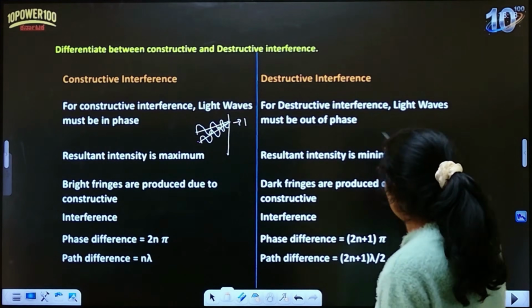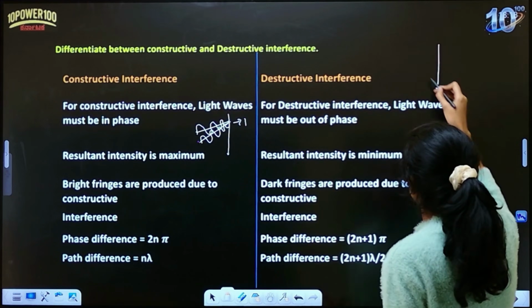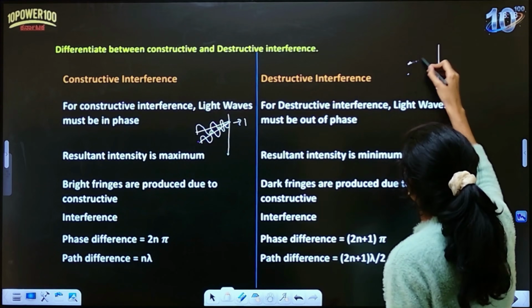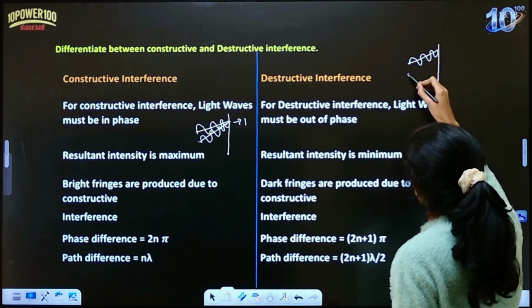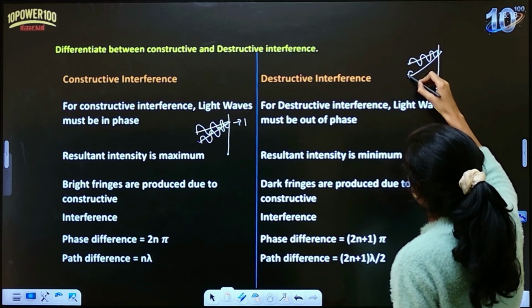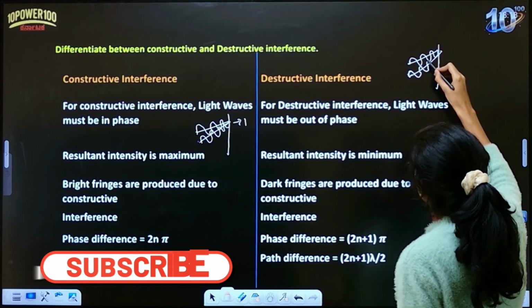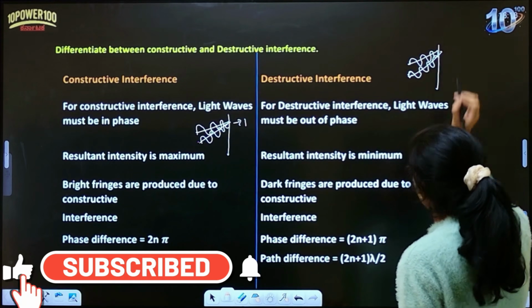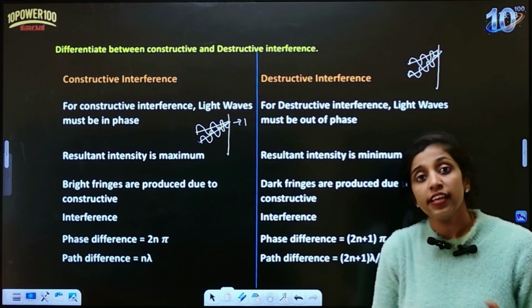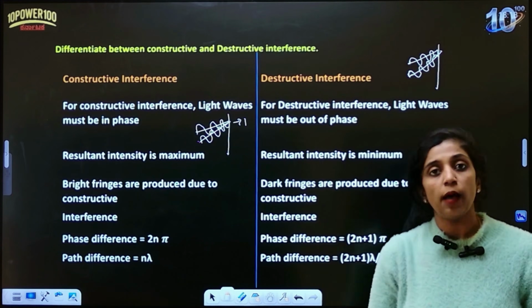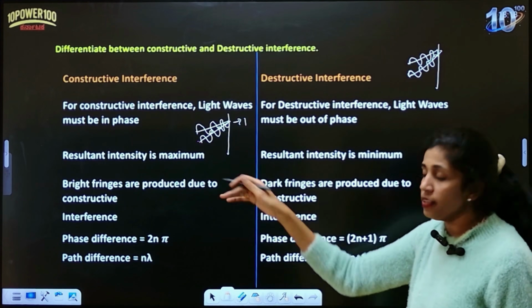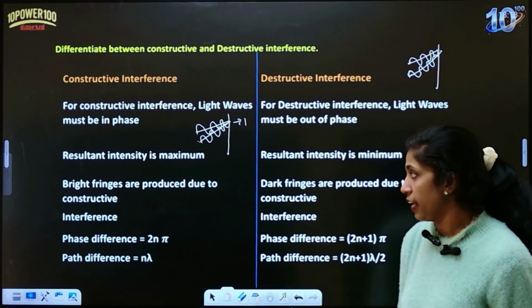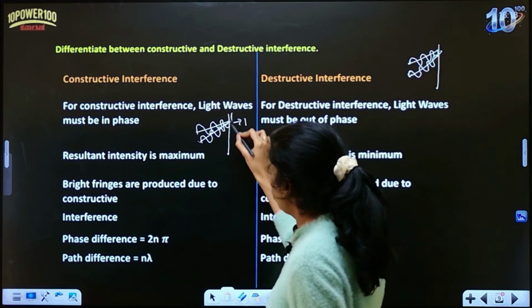But in destructive interference, suppose I take a screen and two sources. From one source, one wave, two wave, three waves reached. But from the other source, one wave, two waves, three waves, and 3.5 waves reached. That time they are not in phase. What happens then? The interference formed will be destructive in nature. If they are in phase, it is constructive in nature.